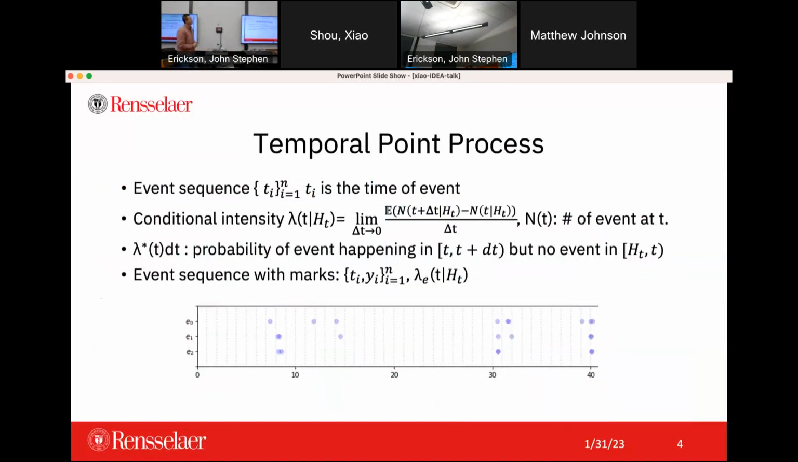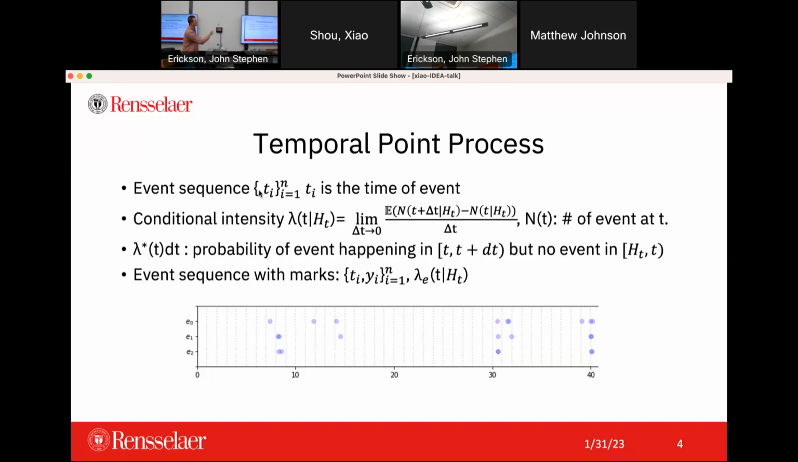And to be specific, we're interested in temporal point processes. So we have an event sequence, which is the time of the event. This is the simplest. If we only have one type of event, the univariate case, there's only a time associated with that event. And then one way to characterize it is looking at the conditional intensity function, which is this lambda term conditioned on the past history.